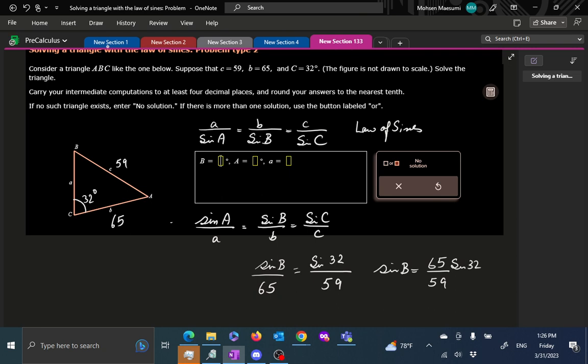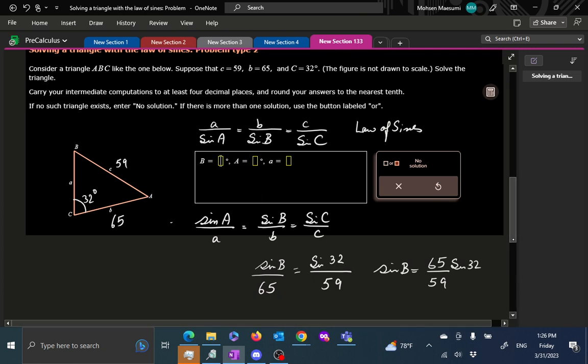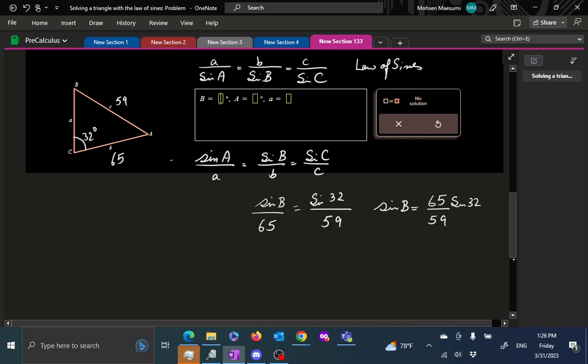So I'm going to do that. So I go ahead and figure out what that is. I calculate this thing, and if I entered everything correctly, what I'm getting is 0.5838, etc. So keep a few digits of this thing. Now sine of B is equal to that.